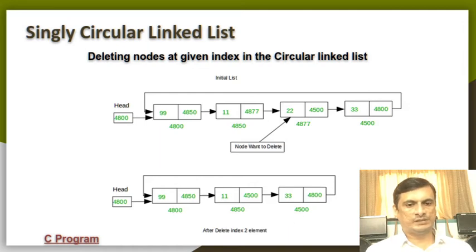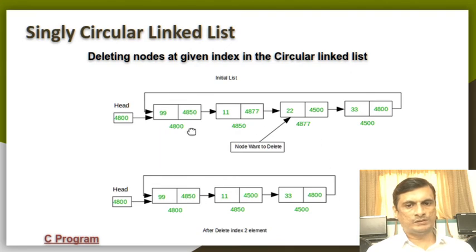So as always with respect to deletion, I need to have previous and current pointers which will facilitate us to traverse the list, such that previous is one position behind. As in the earlier case, here also you need to have the current and previous pointers. It is very simple, deleting nodes at a given index.